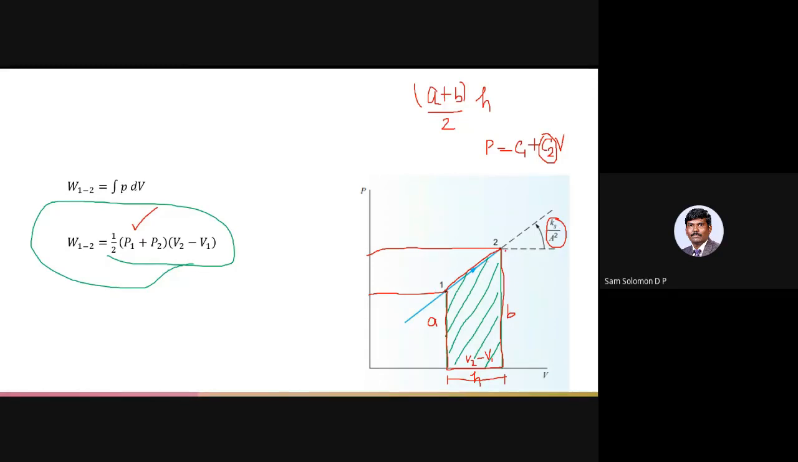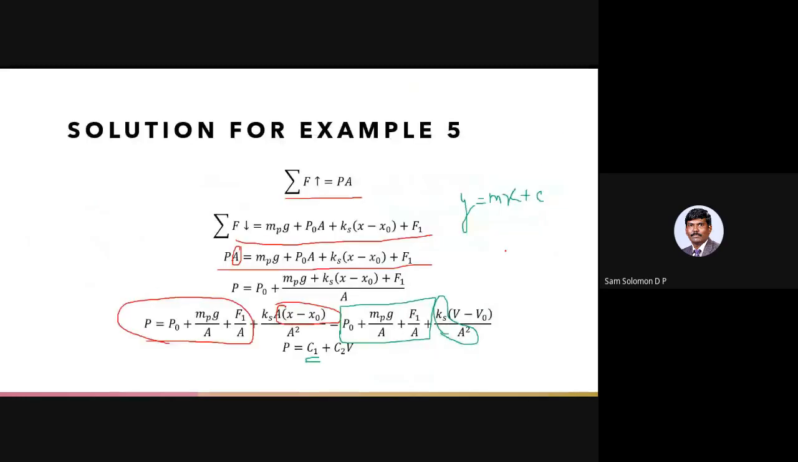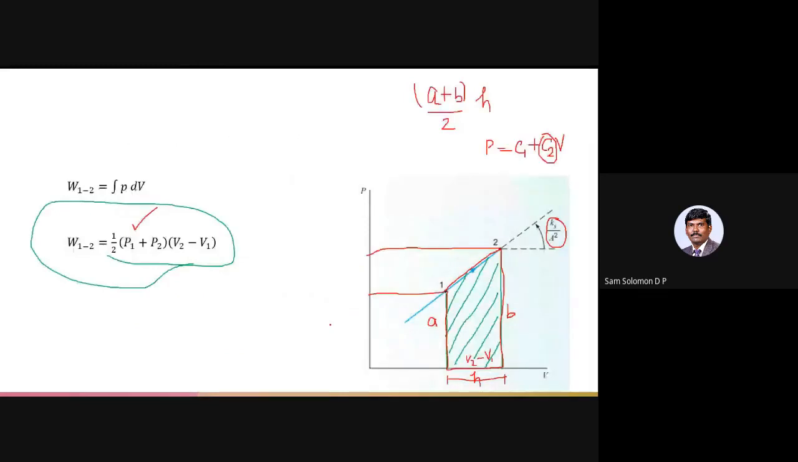Okay, so this is not a very generic case. So if you have a problem where you have a single point force, you have a spring, and you have the weight of the piston acting over a set of gas trapped inside the cylinder, then you can apply this particular equation directly. Okay, so these are a couple of examples I thought I could share under work and heat transfer.